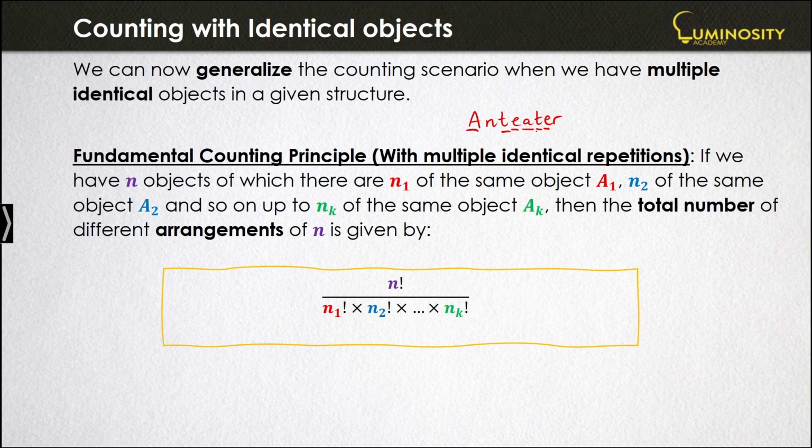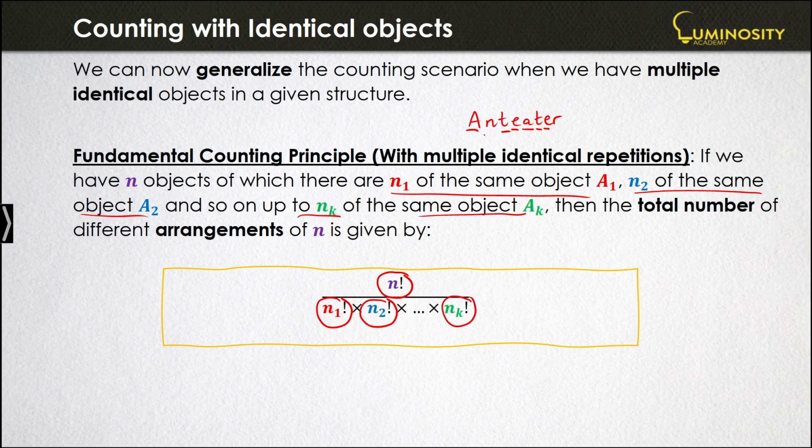If we have n objects, of which there are n1 of the same object A1, n2 of the same object A2, and so on up to nk of the same object Ak, then the total number of different arrangements of the n objects is given by n factorial, the total number of ways you can arrange all n objects, divided by all the repetitions: n1 factorial times n2 factorial all the way up to nk factorial.